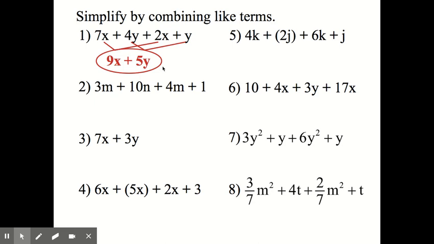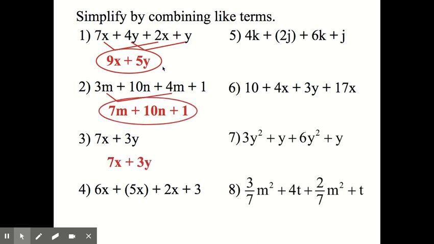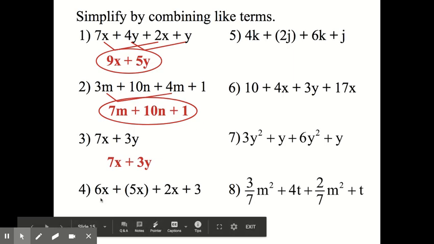3m plus 10n plus 4m plus 1. What are the like terms? The m's we can combine together to get 7m. And then the 10n and the 1, there's nothing they are alike, so we just drop those back down, and that is our simplified expression. 7x plus 3y, well, you can't actually simplify that, so it stays exactly the same.